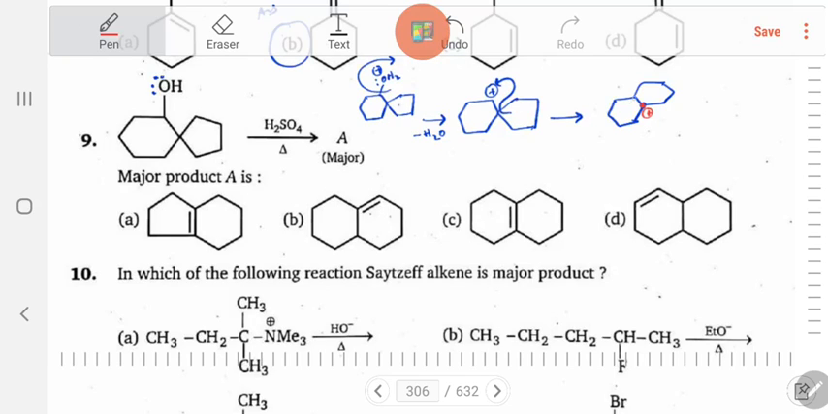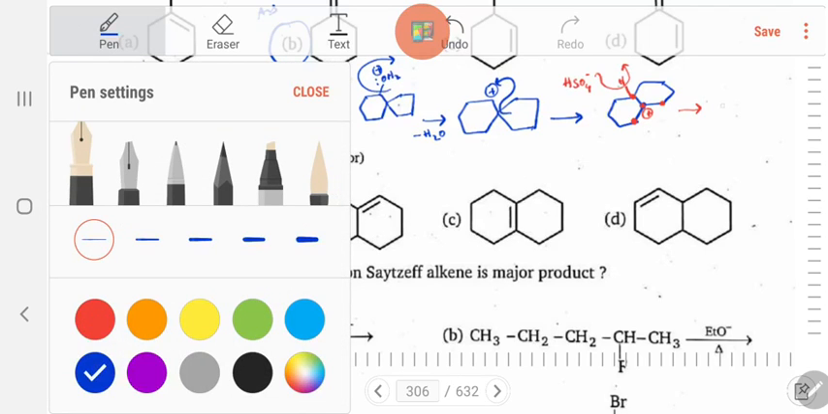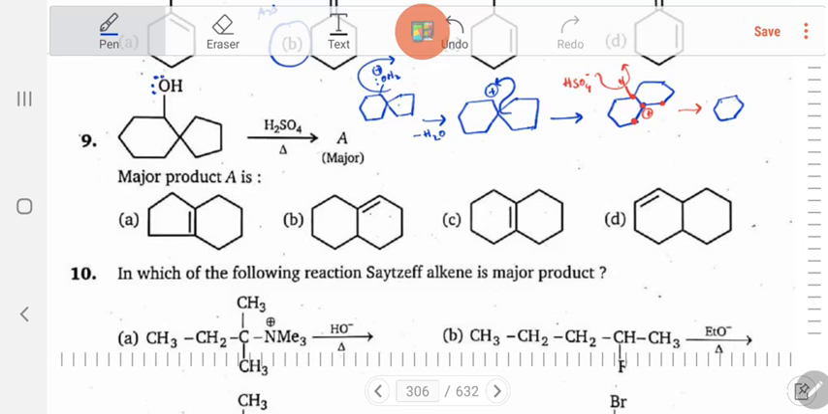Now HSO4 minus will abstract hydrogen. It tries to abstract hydrogen from the beta position. There are two beta carbons possible here. Among them, it always tries to abstract hydrogen from here. If it abstracts hydrogen from here, you will get the Saytzeff product as the major product, which is the more substituted alkene. You will get the double bond here. So the correct answer is answer C.